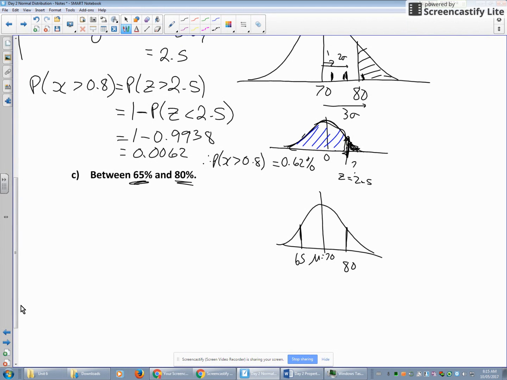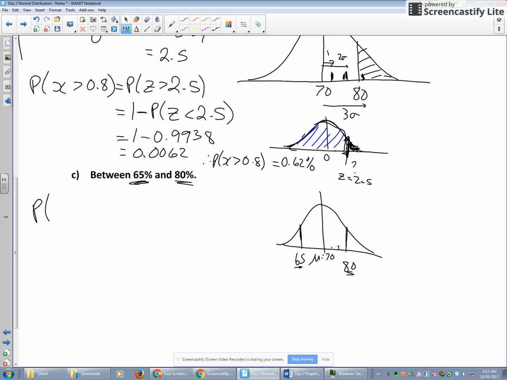And our standard deviation is 4, which means our first standard deviation would go up to 74, second would go up to 78, third would go up to 82. So 80 doesn't hit that value. One standard deviation below would be 66, and then two standard deviations below would be 62. So again, 65 and 80 do not hit the magical 1, 2, or 3 standard deviations away. So I'm going to have to figure out with the help of my z-scores.